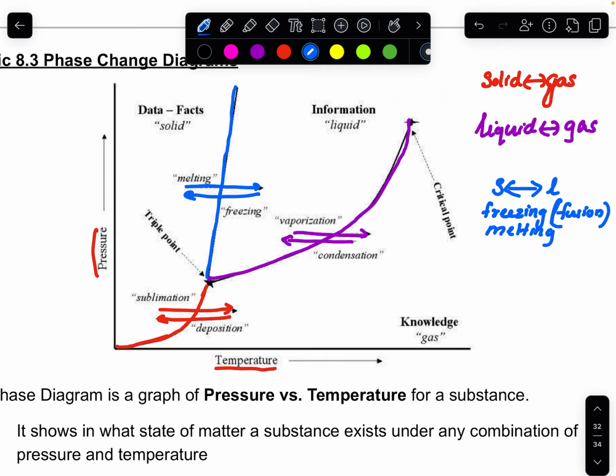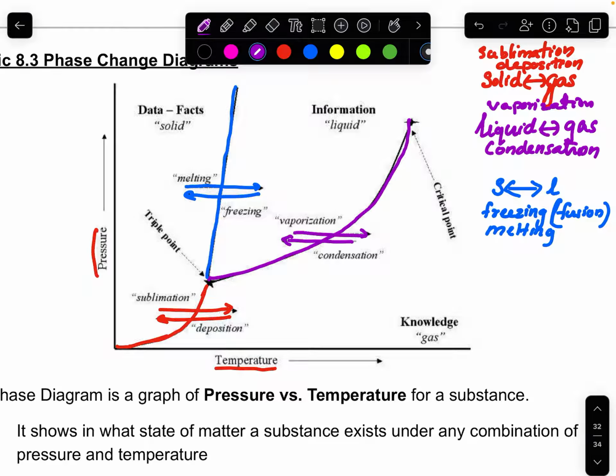Okay, so sublimation and deposition are solid and gas converting into each other. And liquid to gas we call vaporization. Then the opposite is called condensation. I'll write on the bottom, I don't have space.